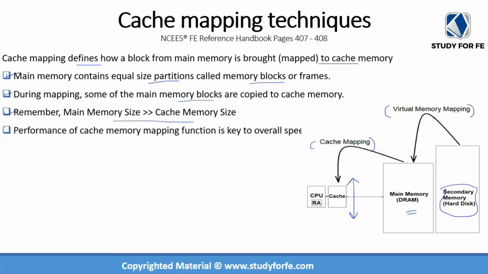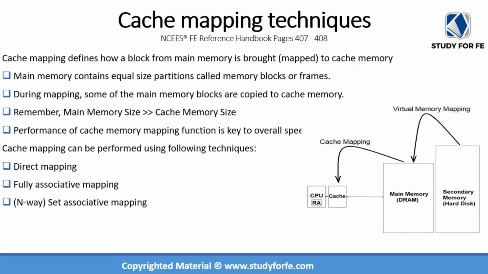That basically means that the performance of cache memory mapping, how we bring in data or instructions from the main memory, is key to the overall speed. If we can efficiently do this process, if we can have a high hit rate, if we can anticipate and make sure that whatever data the CPU needs is available to it, then all of that will add up to increasing the overall speed of the processor.